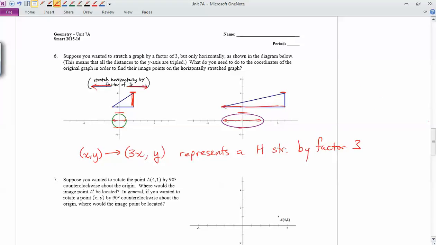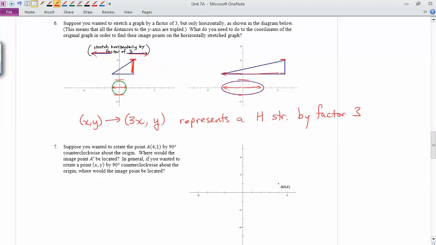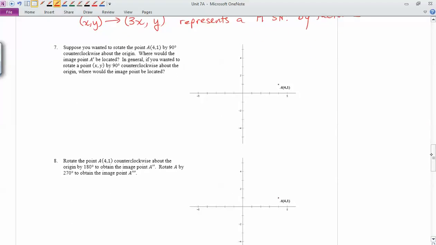So I think up to there, most of those seem fairly intuitive to most students. The rotation ones are a little bit harder. So in this one, if I take the point (4, 1), hold on one second here. Okay, sorry about that. So if I take the point (4, 1), and I want to rotate it 90 degrees counterclockwise around the origin. So there's the origin, (0, 0).